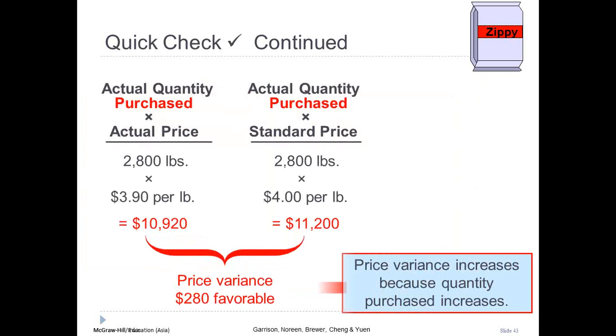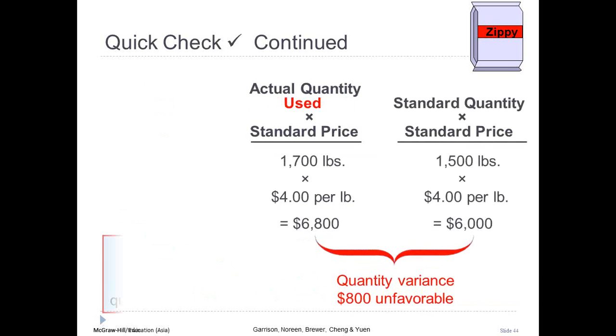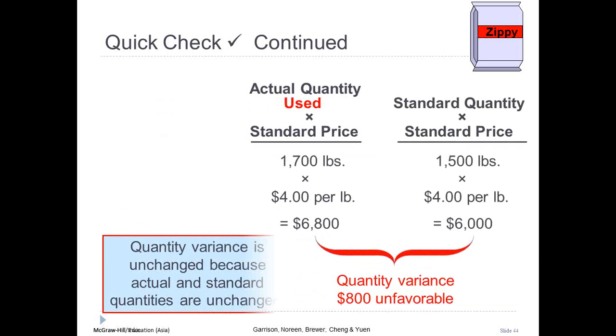The price variance increases in this example because the quantity purchased increased. The $280 favorable price variance results because Hansen paid 10 cents per pound less than standard for the 2,800 pounds of material. The material quantity variance is the same as before because Hansen again used the same amount of material as before to make the same number of zippies.